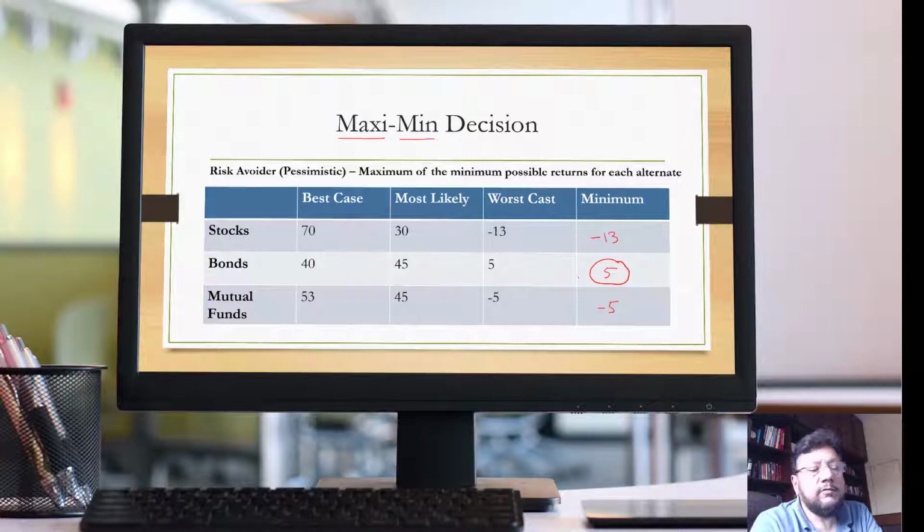Okay, so what you're really trying to do is you're assuming that the market is going to be worst case, and you want to pick up the best return that you can get in a worst case market. So in this case, we end up with bonds.